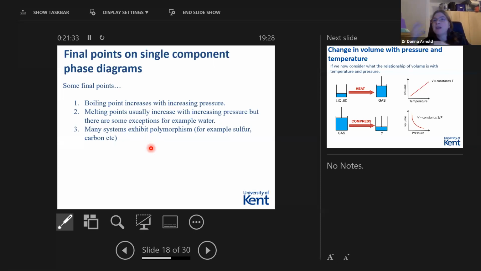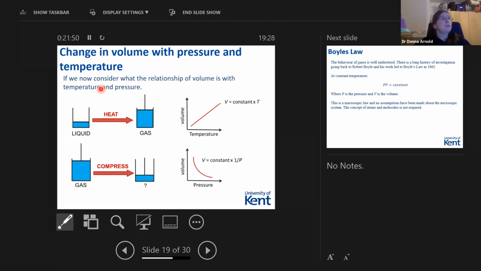So now we need to start thinking about things a little more. We're now going to expand these ideas into looking at how things behave when we're looking at closed systems and volumes and things. So we're going to start to consider that. We're going to consider the relationship of volume with temperature and pressure.